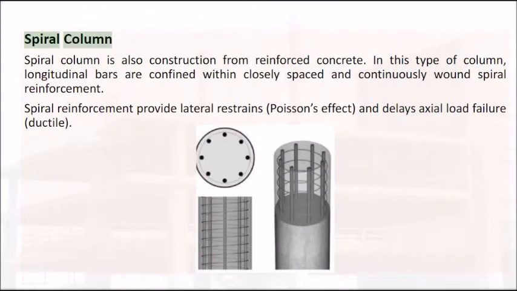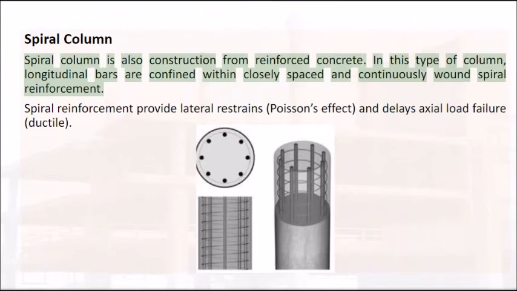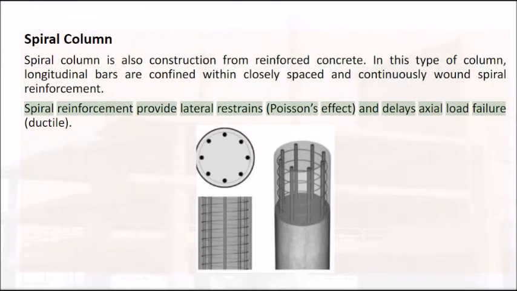Spiral column. A spiral column is also constructed from reinforced concrete. In this type of column, longitudinal bars are confined within closely spaced and continuously wound spiral reinforcement. Spiral reinforcement provides lateral restraint through Poisson's effect and delays axial load failure.